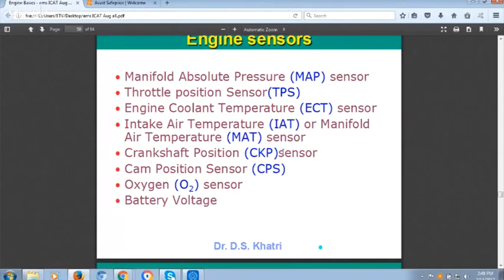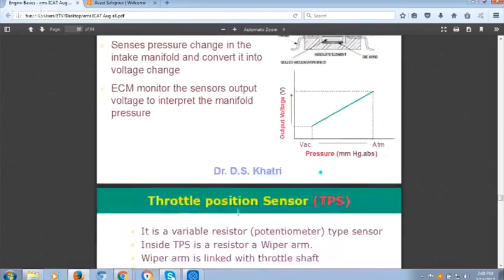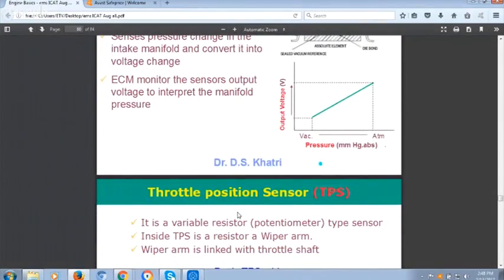Number of teeth, how many teeth should be there, how I detect the TDC, what should be the missing tooth and all that. And battery voltage also we are measuring and displaying it. So these are the details about the MAP sensor. What are the characteristics of this? You can find out in any books.